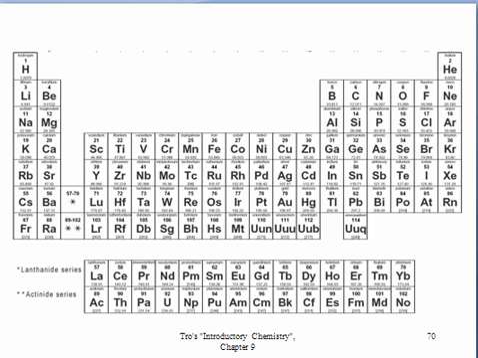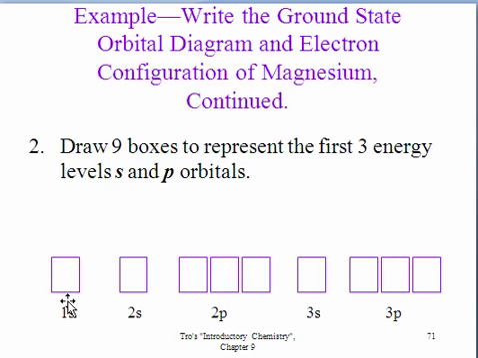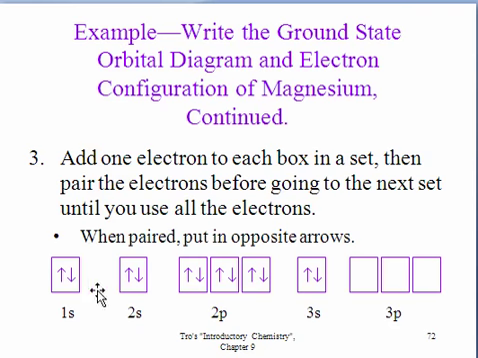Now remember, for the orbital diagram, we're placing boxes or lines or circles that represent each energy level and the subshells within them. So we have 12 electrons, and we're going to start off with our s: 1, 2, 3, 4, 5, 6, 7, 8, 9, 10, 11, 12. And in the p, I put everything unpaired, and then I realized I had more than enough to fill it, so then I paired them. This is what your orbital diagram should look like.